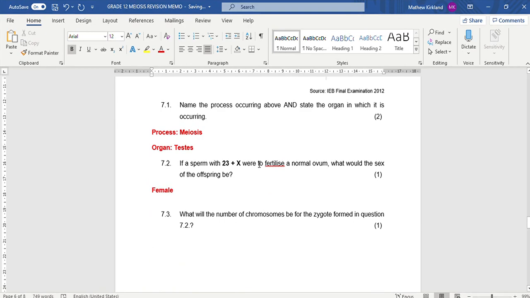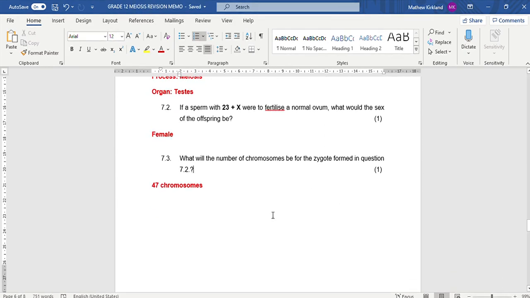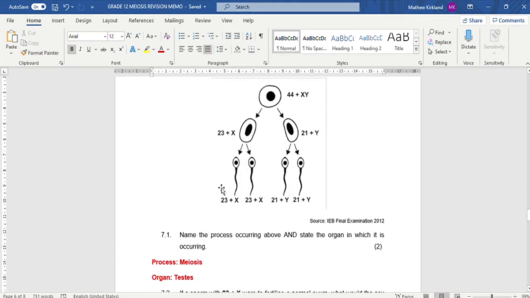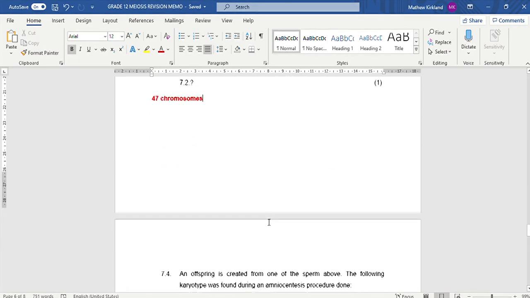If it was then fertilized with a normal ovum, what would a normal ovum have? It would be 23. So all you're doing then is 24 plus 23. So the answer is 47 chromosomes. I could have even asked you to show your calculation. It would then be 24 plus 23. I could have said justify your answer because a normal ovum would be 23. This one is 24. So hope you managed to get that as your answer for that in your understanding.